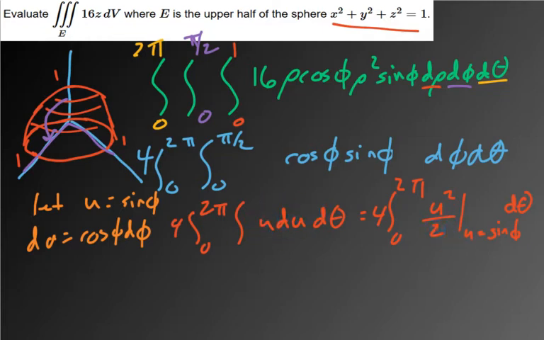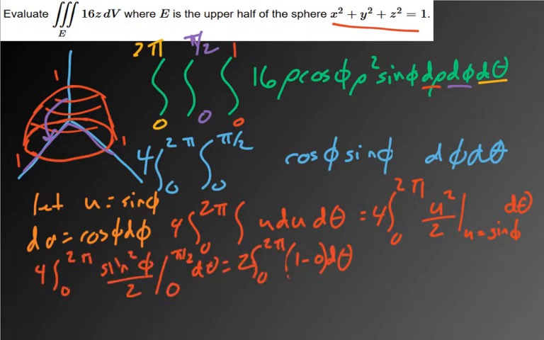Get u squared over 2. And then I got to plug back in sine phi, so I get this. Okay, there we go. So this is just doing out all the u sub stuff, plugging it in. I divided by 2 there. Plugging in pi over 2 and 0, you get 1 minus 0, basically, with the 2 there. And then the last one, you just get a constant, so you just multiply by 2 pi. So the final answer would just be 2 times 2 pi, which is 4 pi.